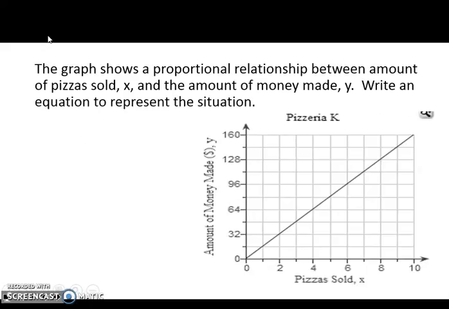So this first graph shows a proportional relationship. So guys, when you see proportional relationship, you should know that the equation is going to be y equals mx, okay? The graph shows a proportional relationship between the amount of pizzas sold, x, and the amount of money made, y. Write an equation to represent the situation. So guys, the only thing I need is my unit rate, okay? Or another name for that is slope.